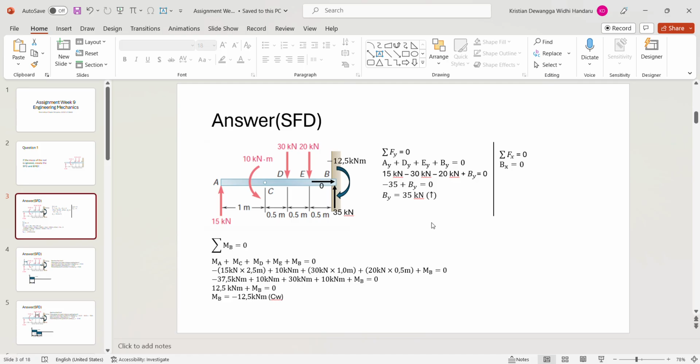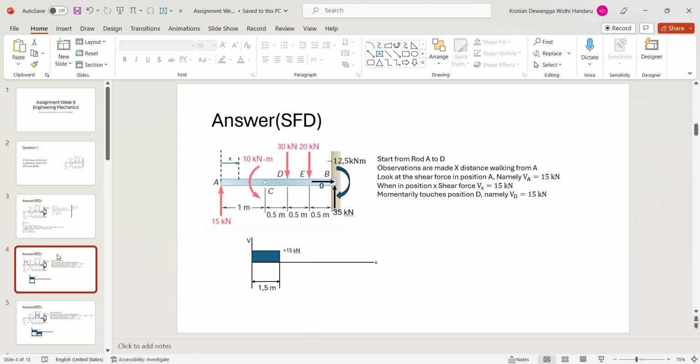For the first step, sigma FY equals 0: AY plus DY plus EY plus BY equals 0, and BY is 35 kilonewton and BX is 0. And to find sigma MB equals 0, the MB is minus 12.5 kilonewton meter, clockwise. And this starts from road A to D.